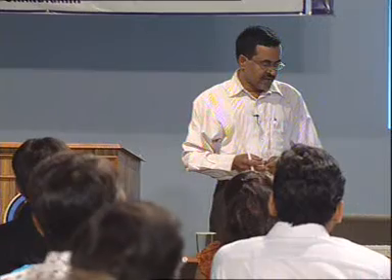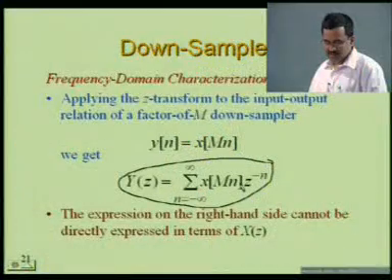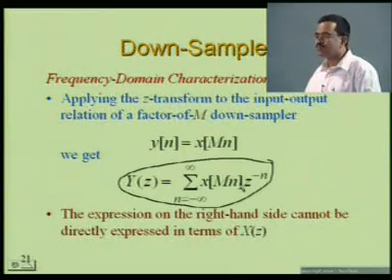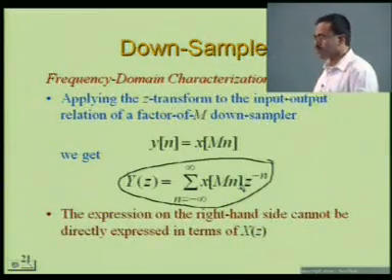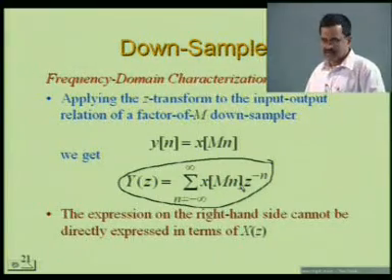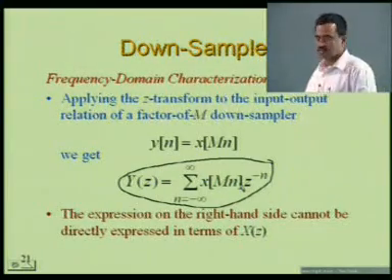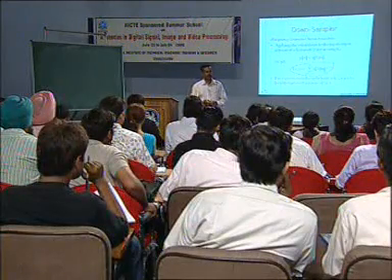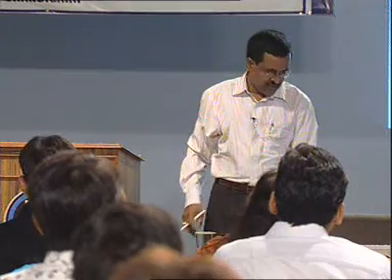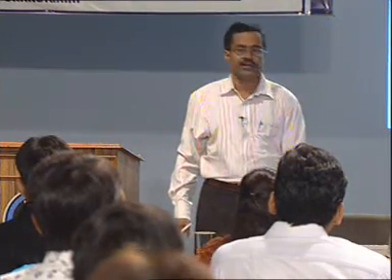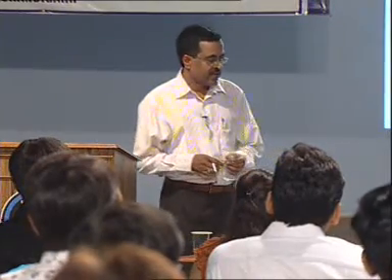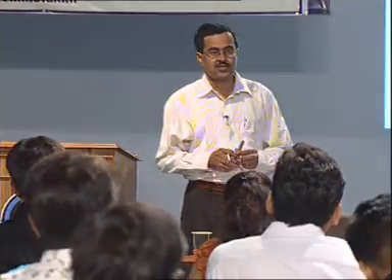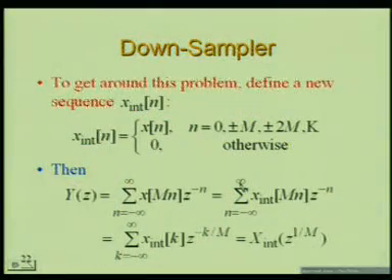The expression on the right hand side cannot be directly expressed in terms of X(z). So, we have to go for some mathematical manipulation so that we can easily explain the frequency domain characterization of a downsampler. To get around this problem, define a new sequence, let it be x_int[n].